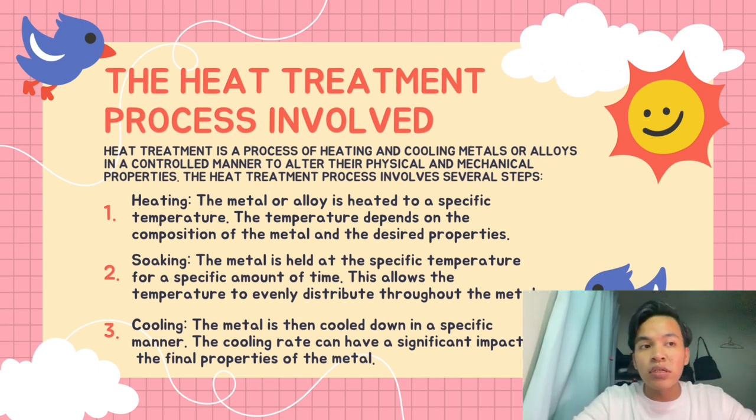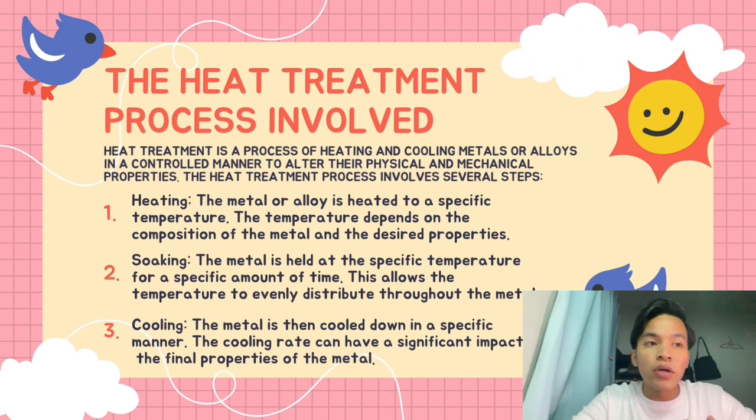Heat treatment is a process of heating and cooling metals or alloys in a controlled manner to alter their physical and mechanical properties. The heat treatment process involves three steps: the first one is heating, the second one is soaking, and the third one is cooling.